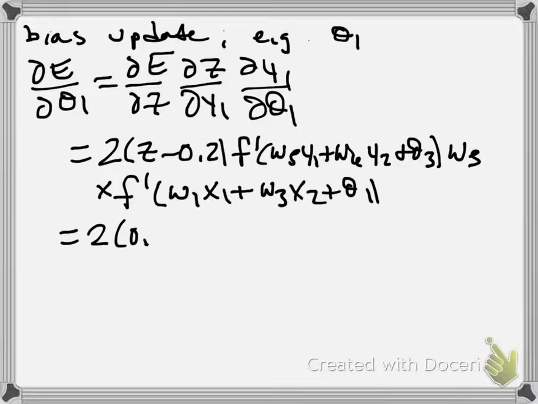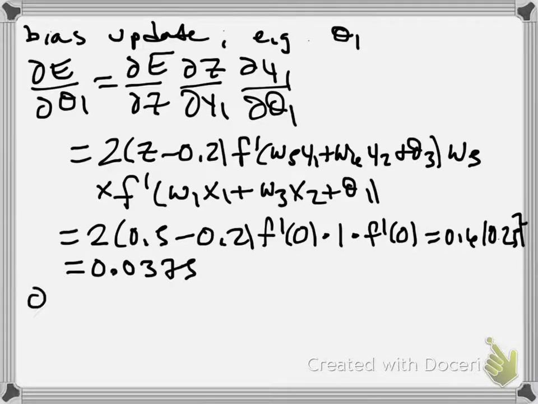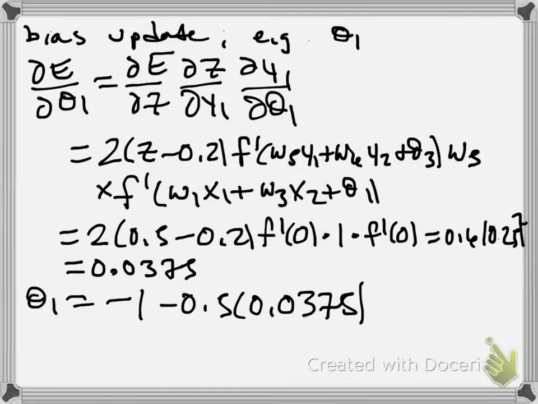So now we have 2 times 0.5 minus 0.2, f prime of 0 times 1 times f prime of 0, which is going to be 0.6 times 0.25 squared, which is 0.0375. And our update tells us that theta 1 should be its original value minus the learning rate times the derivative of the error with respect to theta 1, which gives us about minus 1.02.